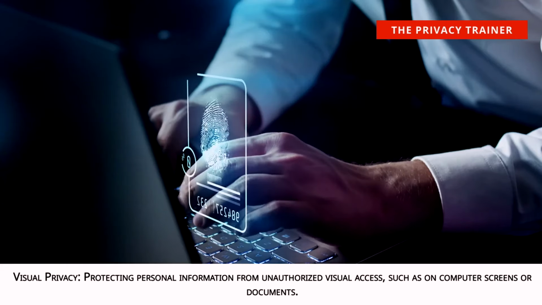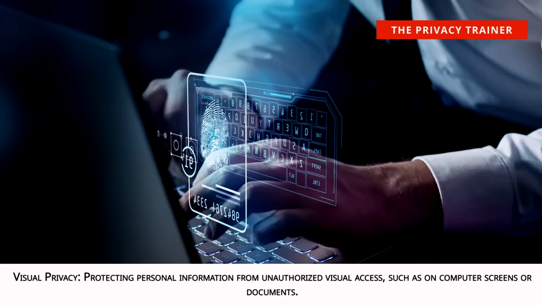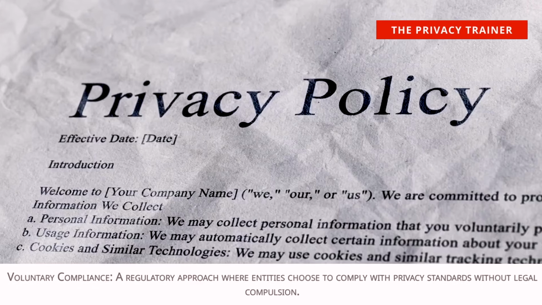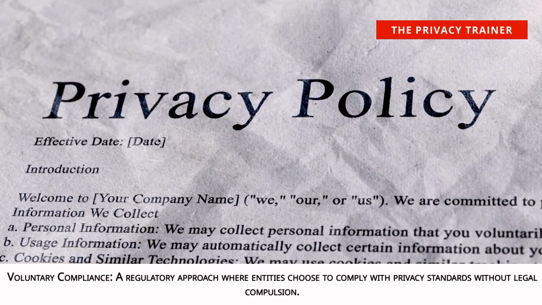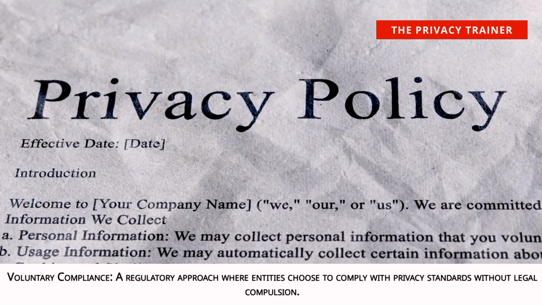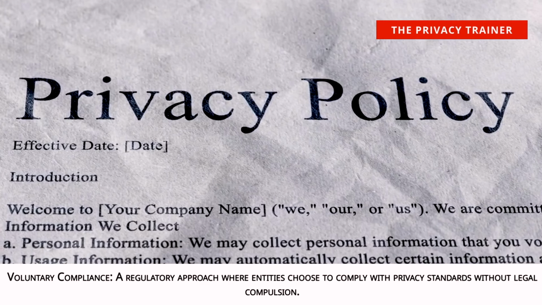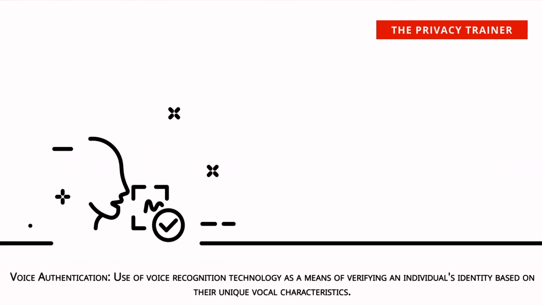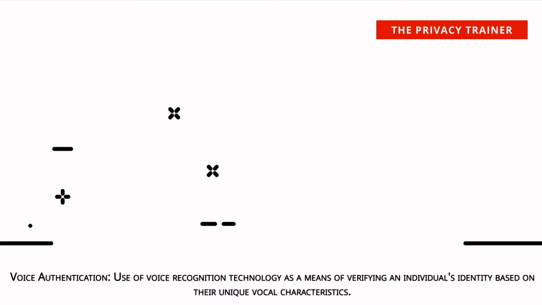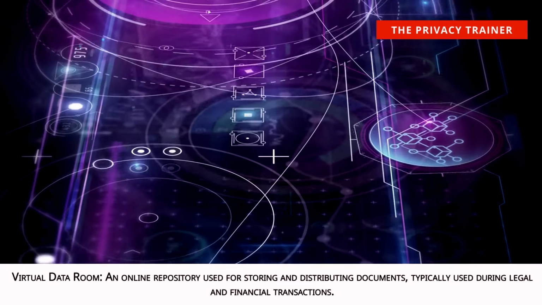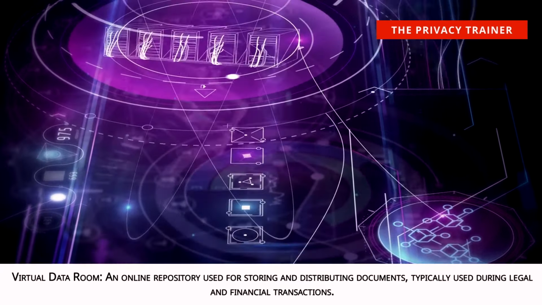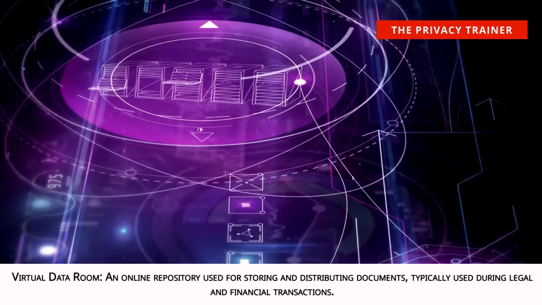Visual privacy, protecting personal information from unauthorized visual access, such as on computer screens or documents. Voluntary compliance, a regulatory approach where entities choose to comply with privacy standards without legal compulsion. Voice authentication, use of voice recognition technology as a means of verifying an individual's identity based on their unique vocal characteristics. Virtual data room, an online repository used for storing and distributing documents, typically used during legal and financial transactions.